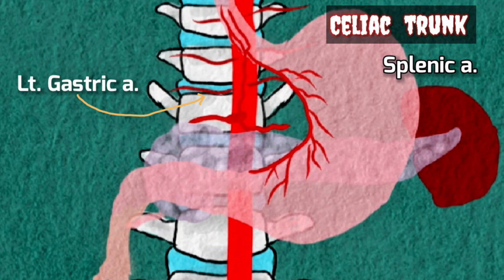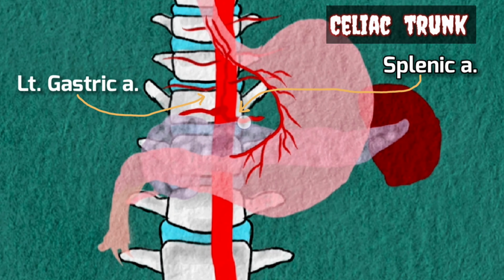The splenic artery arises from the celiac trunk just inferior to the left gastric artery. It then travels left towards the spleen, running posterior to the stomach and along the superior margin of the pancreas. It terminates into 5 branches which supply the segments of the spleen.